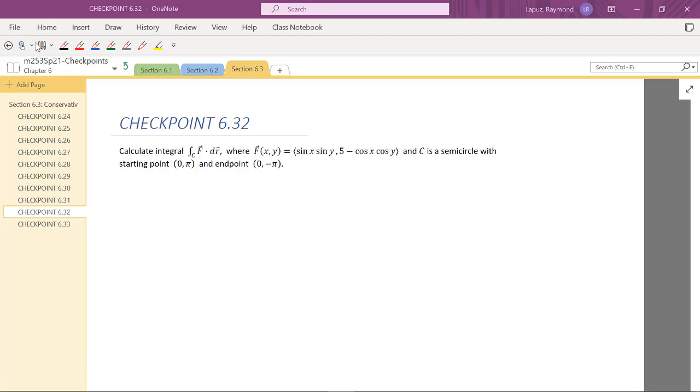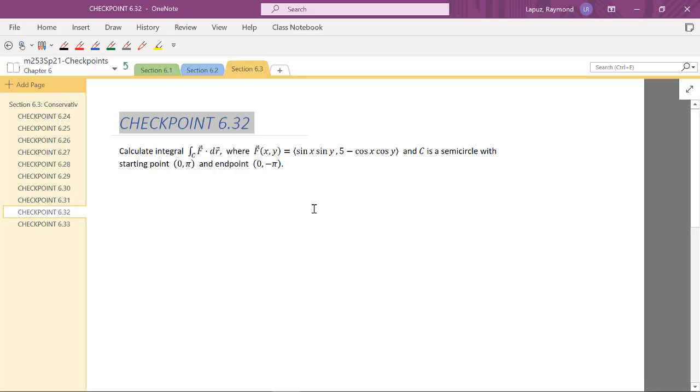Hello, this is checkpoint 6.32. They want us to calculate this line integral where f is sine x sine y comma 5 minus cosine x cosine y, and c is a semicircle with the starting point 0 pi and ends at 0 negative pi.